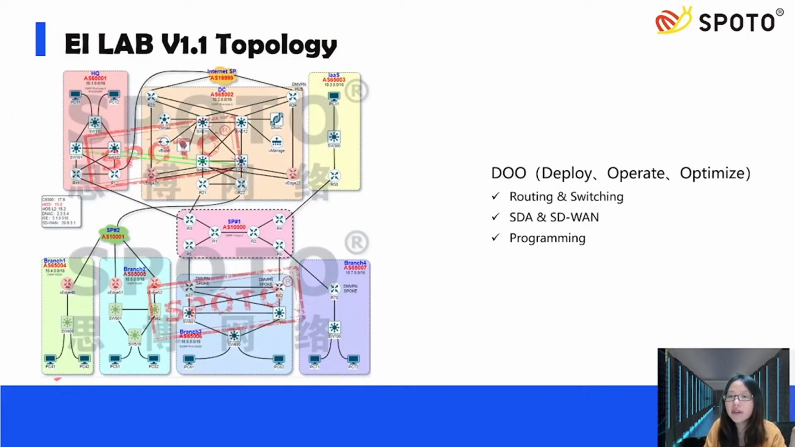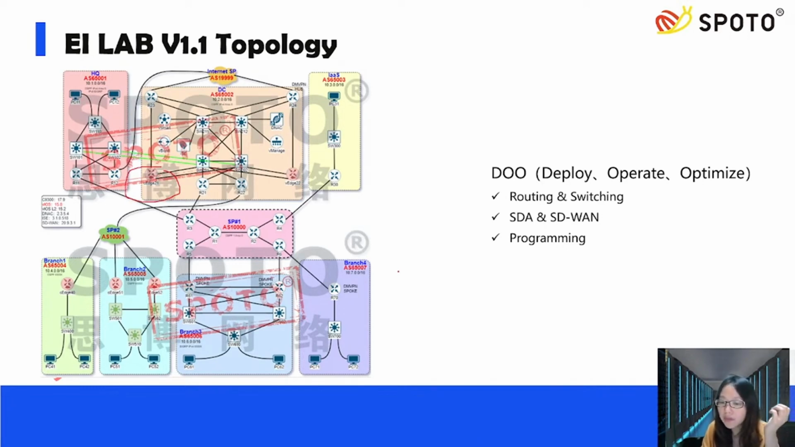So let's continue to talk about the EI Lab version 1.1 topology. You can see, this is the topology of version 1.1. This topic I think everyone is most concerned about. This topology is not much different from the old version, except the old topology uses VH, but the new version uses CH.